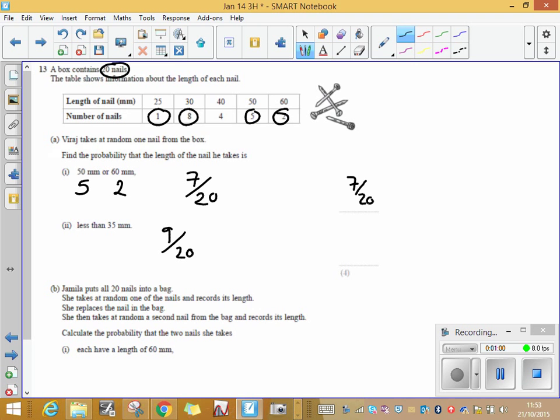It now says that Jamila puts all the 20 nails into a bag and she takes one of the nails, records its length, puts it back in the bag, and then takes a second nail from the bag. So what's the probability that both of the nails she takes are 60 millimeters long?